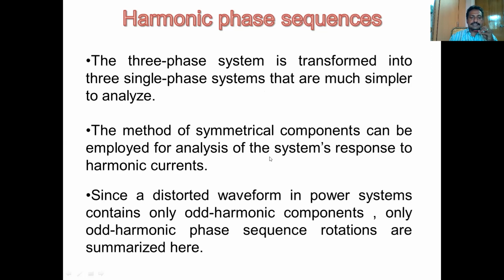Next point: since a distorted waveform in power systems contains only odd harmonic components, only odd harmonic phase sequence rotations are summarized here. Already I told you, even harmonics are not included in the evaluation of harmonics. To determine the total harmonic quantity, even harmonics are not to be considered. Only odd harmonics are considered in the power system. For any distorted waveform, only the odd harmonics will be considered.